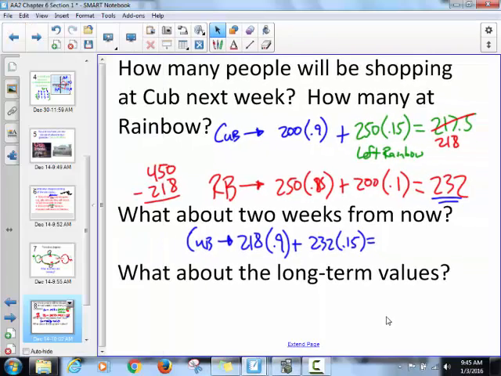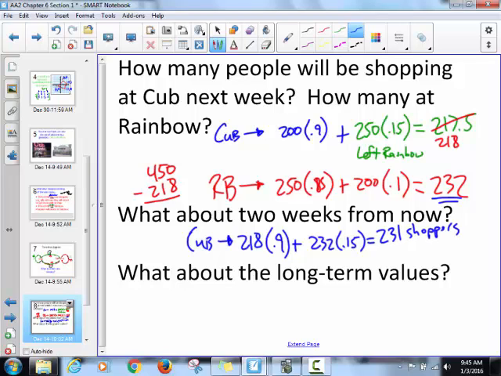We got 231. So 231 shoppers are now at Cub, which would leave how many at Rainbow? Well, there's 450 total, so 450 minus 231, which would put us at 219. So now there'd be 219 at Rainbow.